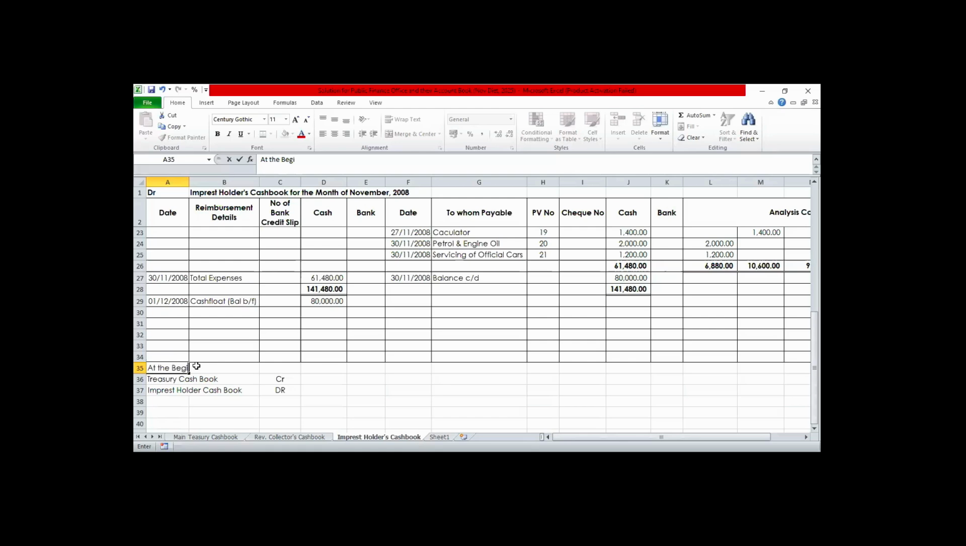But the reverse is the case. If they ask you to account for the account to be debited and the account to be credited at the month's end, the scenario will change. Do you understand what we're saying?